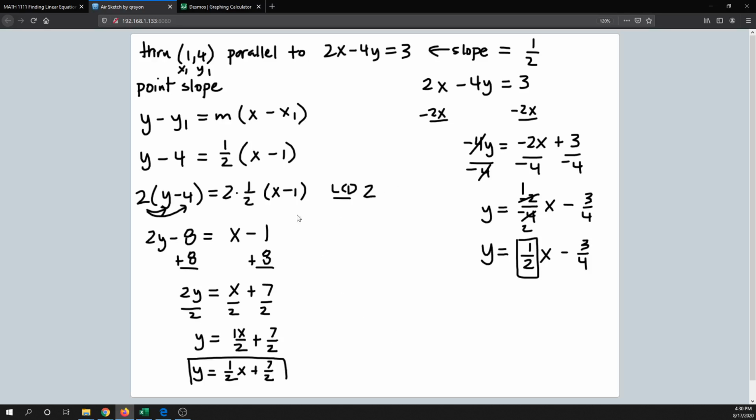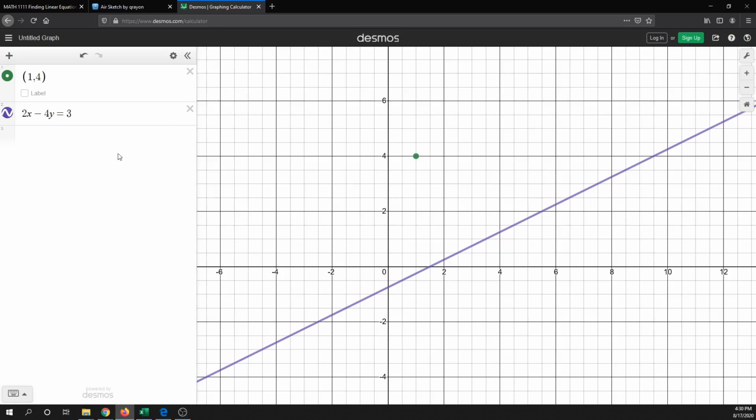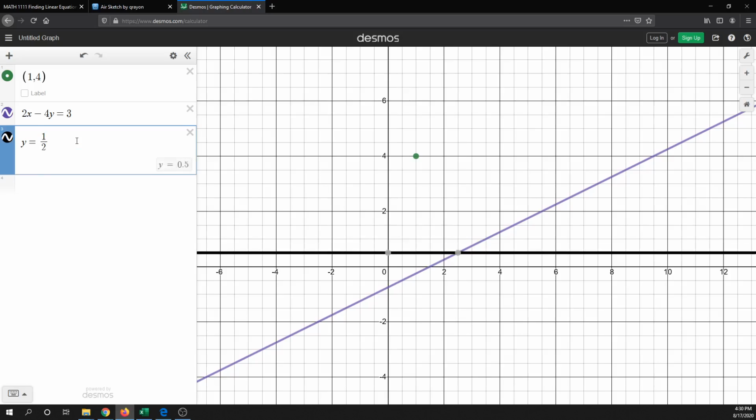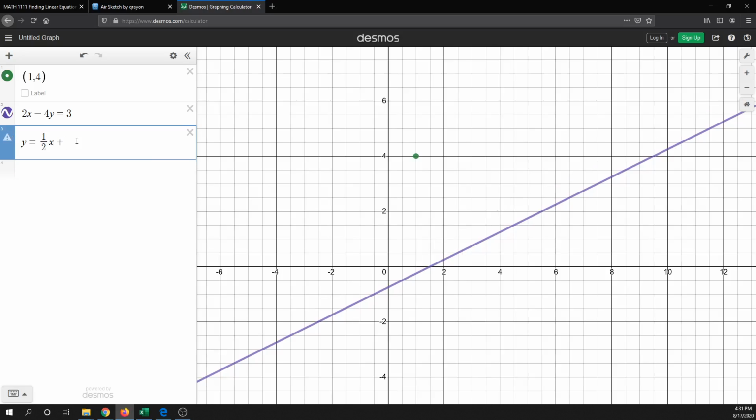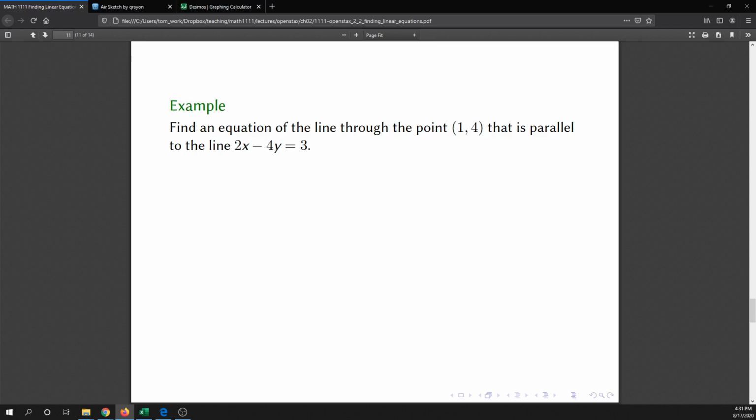Let's take a look right in our graph, and we will graph out our answer, which is y equals 1/2 x plus 7 halves. And it should go right through that green point, and it should be parallel, right, to this line right here, which it is. Okay, so that is how to find an equation of a line through a point that's given to you and that's parallel to a line that's given to you.